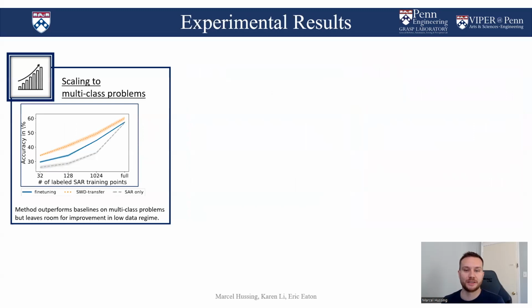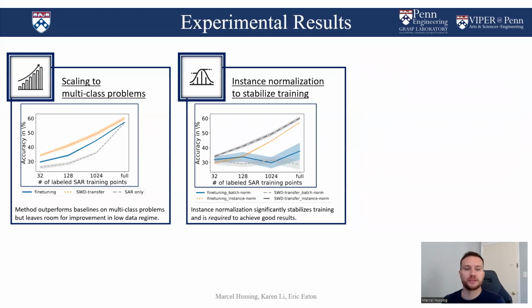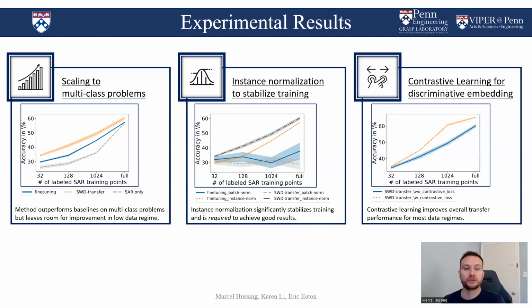So let's have a look at the results. First, we find that the original method outperforms all our baselines on the multi-class setting as long as we use instance normalization. To dig a little deeper into this phenomenon, we performed a second experiment. We showed that using instance normalization might in fact be required to achieve good results when doing embedding alignment with complicated SAR data sets. Finally, we show that the contrastive loss leads to improved SAR classification performance in almost all data regimes, even when applied only to the EO encoder.